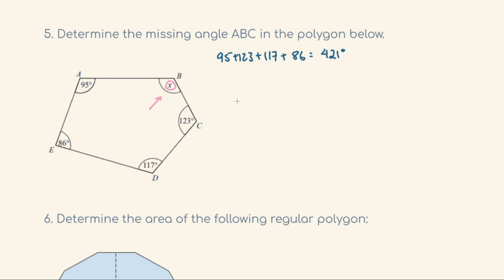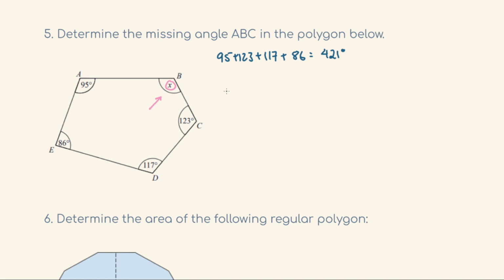Now, we know the sum of these four, and we also know that because this is a polygon, in fact, it's a pentagon, you can find the sum of all the interior angles using the formula that we used earlier on in this test here.